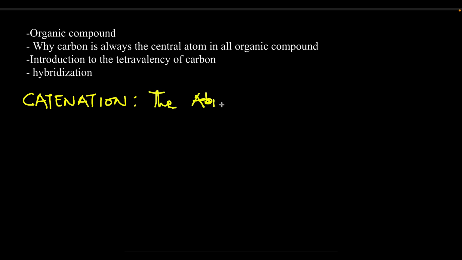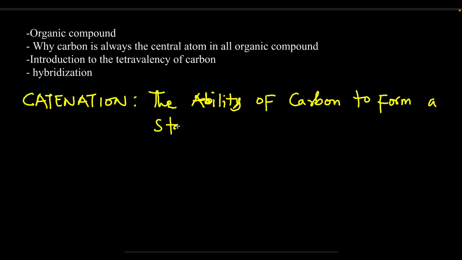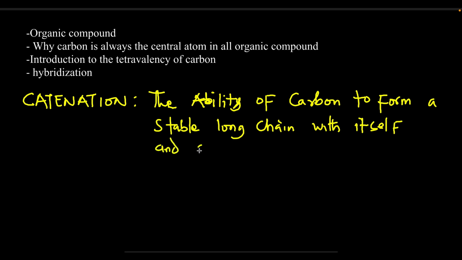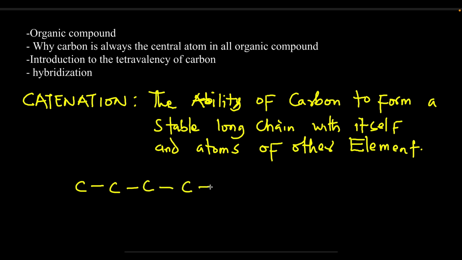Catenation is the ability of carbon to form a stable long chain with itself and atoms of other elements. Oftentimes you see carbon form C, C, C, C, C, C, a very long chain, right?